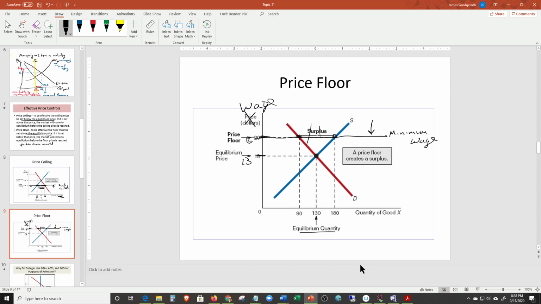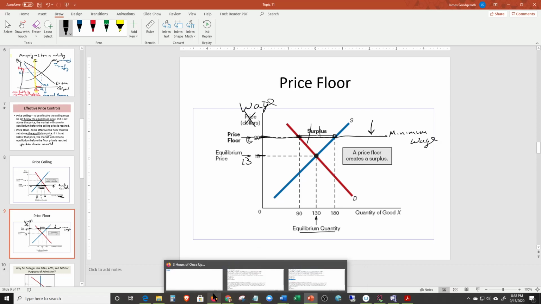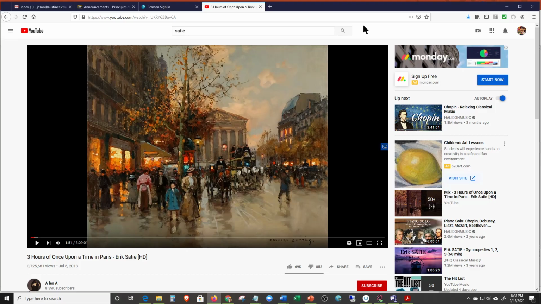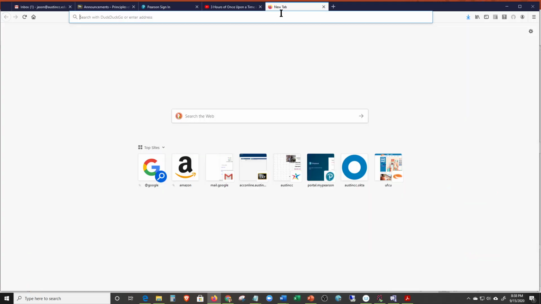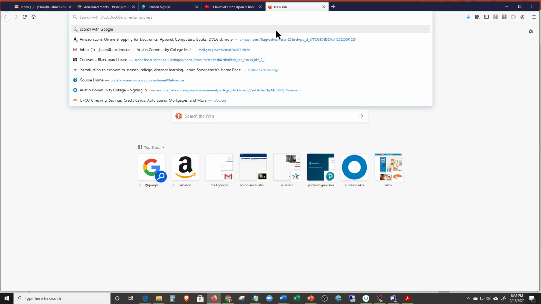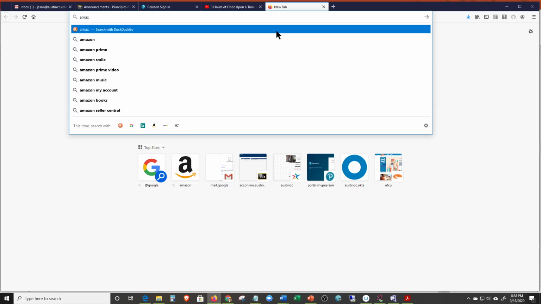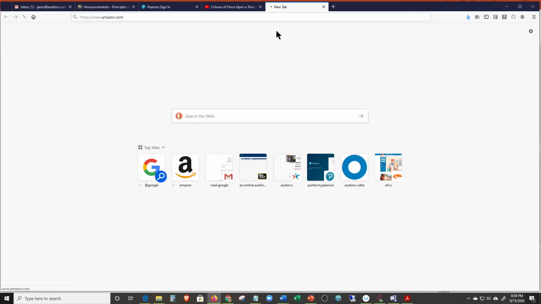Yeah, there is something here. Let me go to another screen and see if I can find this. I was just thinking about this. How minimum wage laws came into effect in the United States is covered in a book. Let me go to Amazon.com.